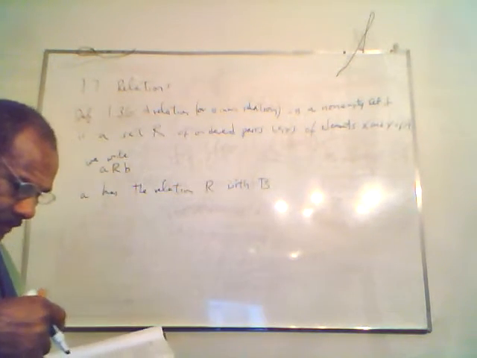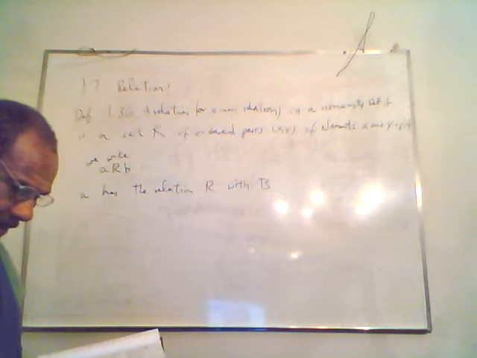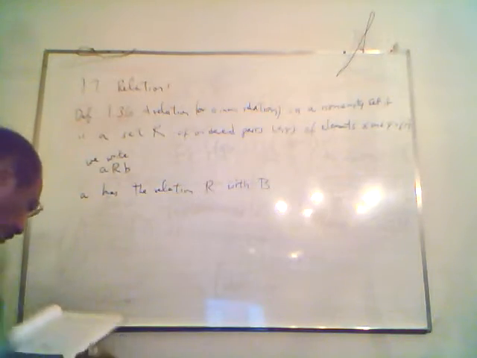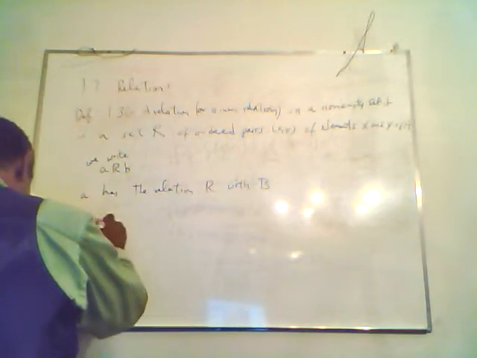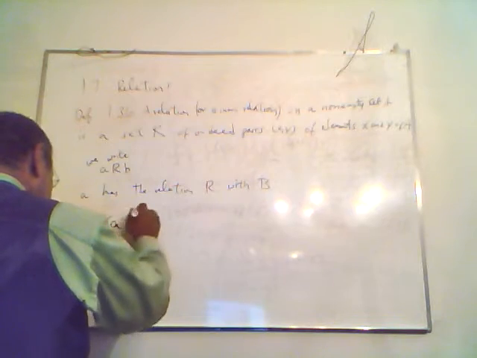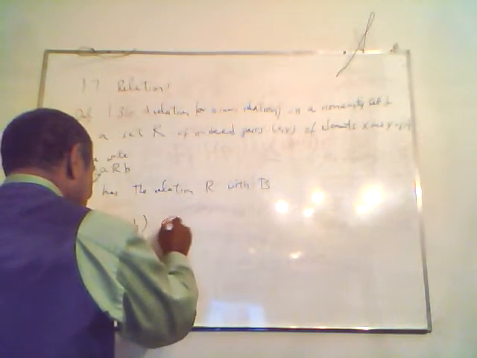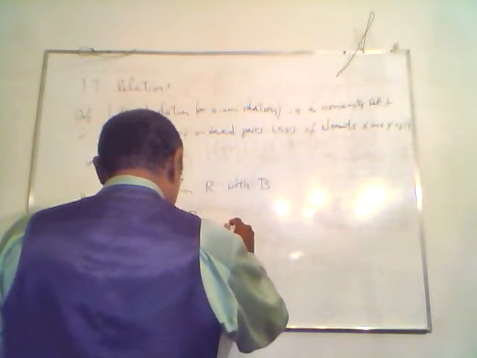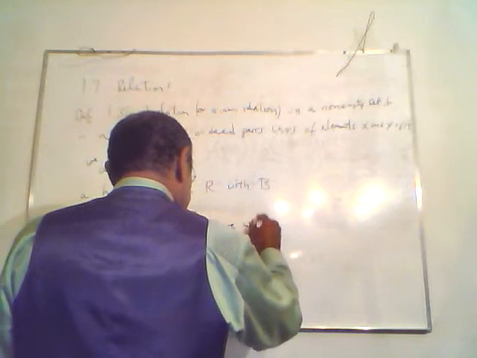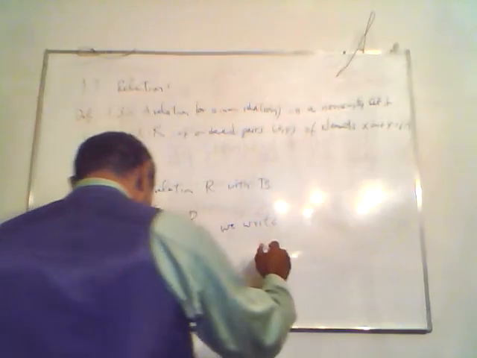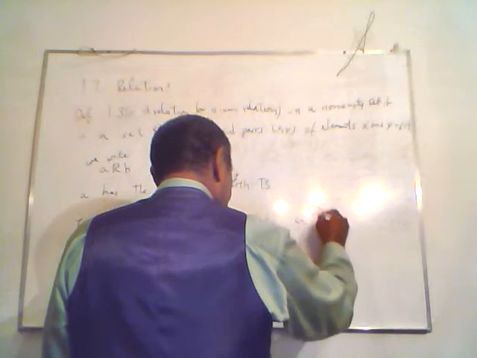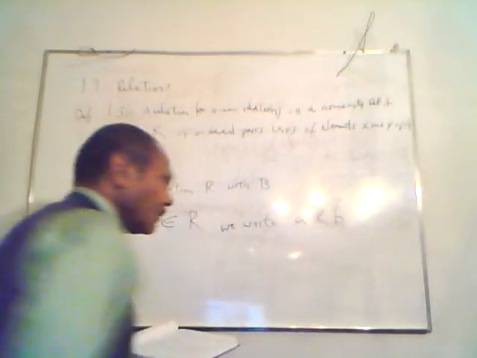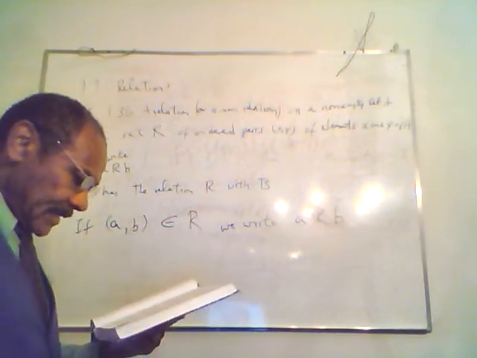a R with a line through it, which means that a does not have the relation with b. So once again, if that a, b is not in the relation, we write a is not related to b, and a does not have a relation with b, if that ordered pair is not in there.